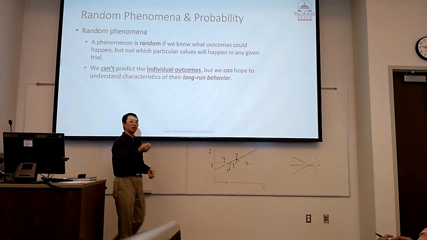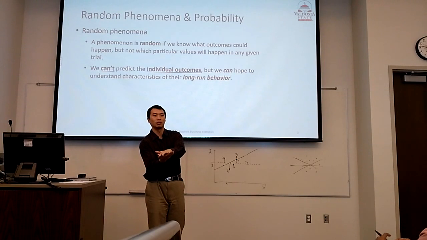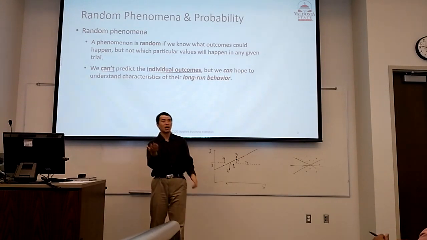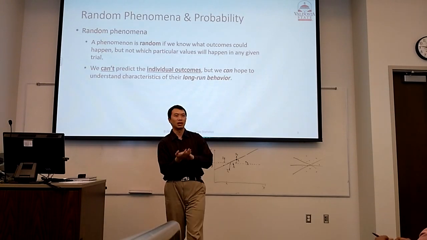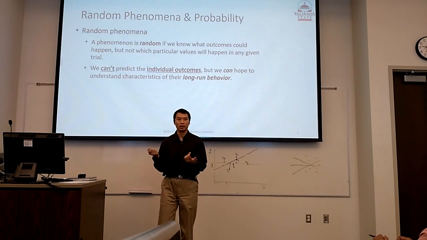For example, tossing the coin. The next one, I don't know if I'm getting a head or tail, but we know that in the long run, half of the chance I will get a tail and half of the chance I will get the other side. Okay?